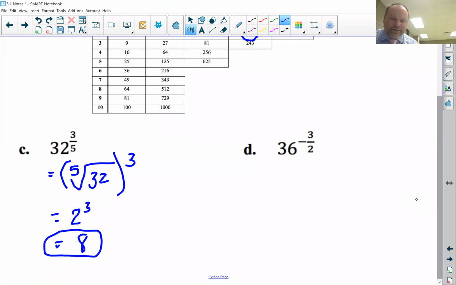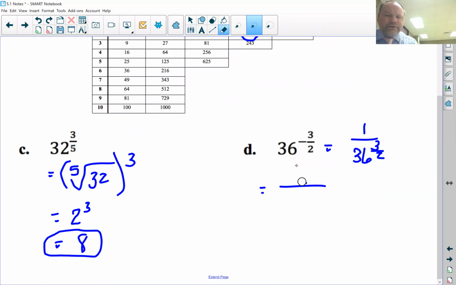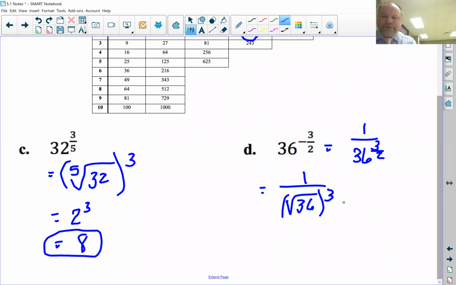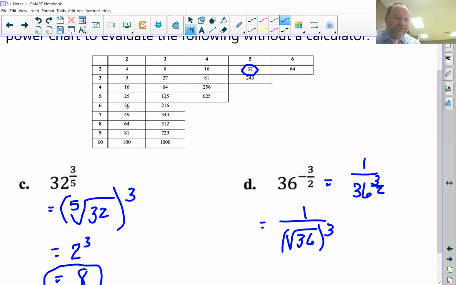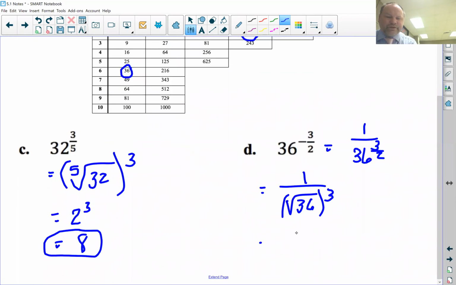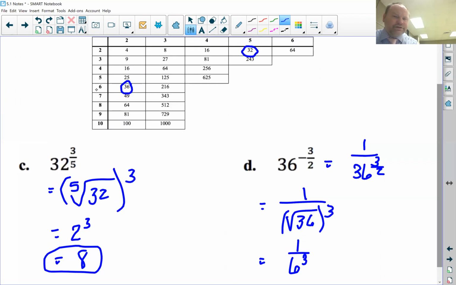36 to the negative 3/2. So again, remember that negative means it's 1 over 36 to the positive 3/2. So 1 over the square root of 36 cubed. So I look at the square root of 36. That is 6. And then I'm going to cube 6. 6 cubed is 216.